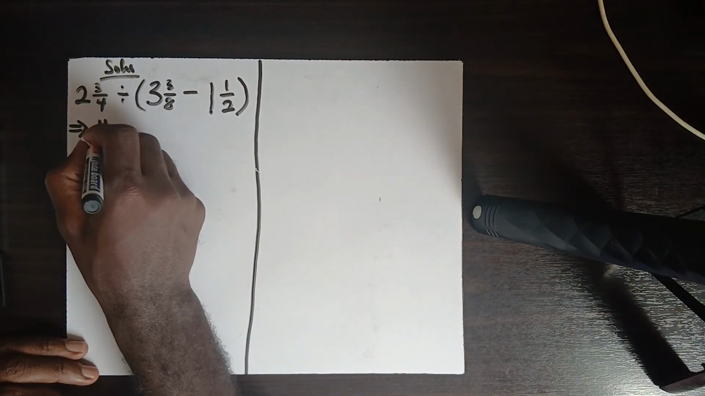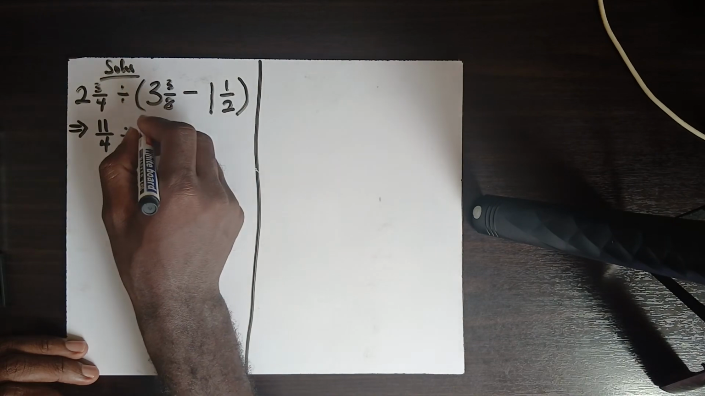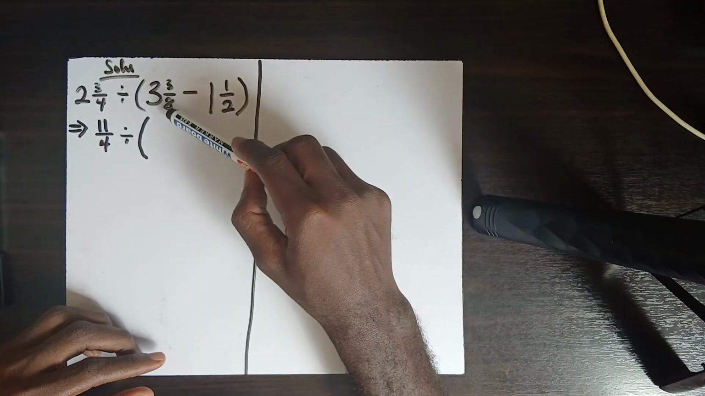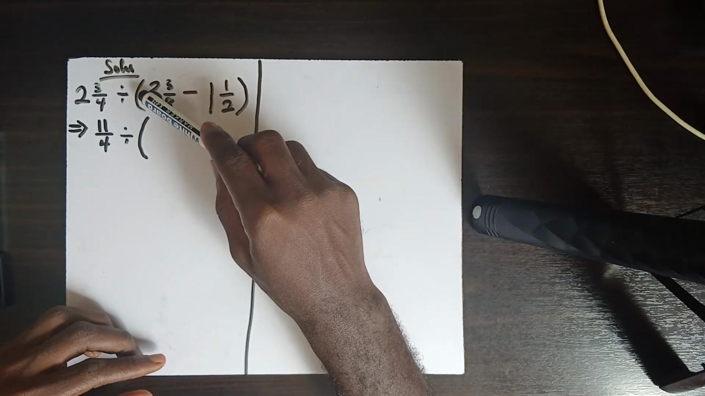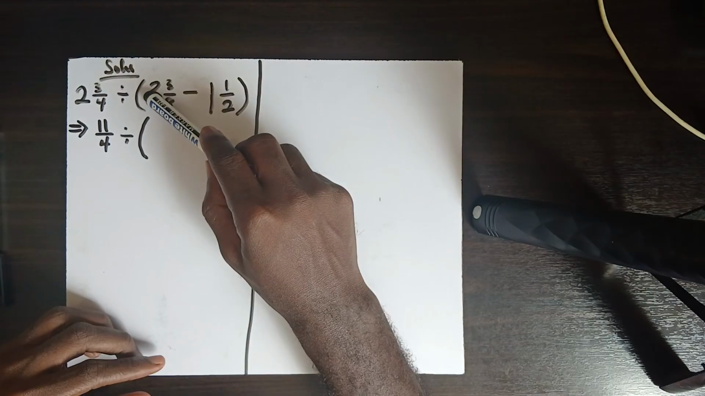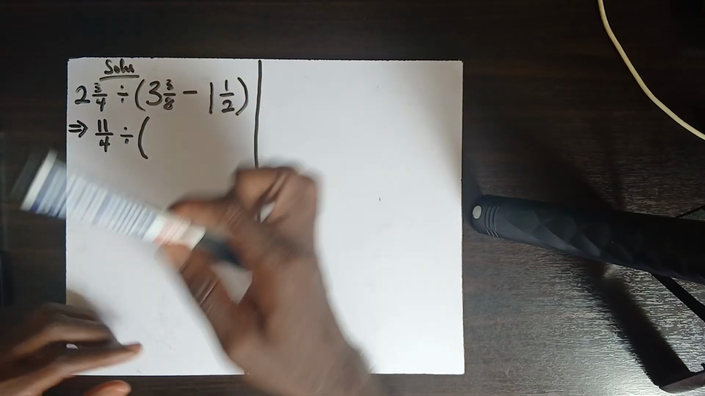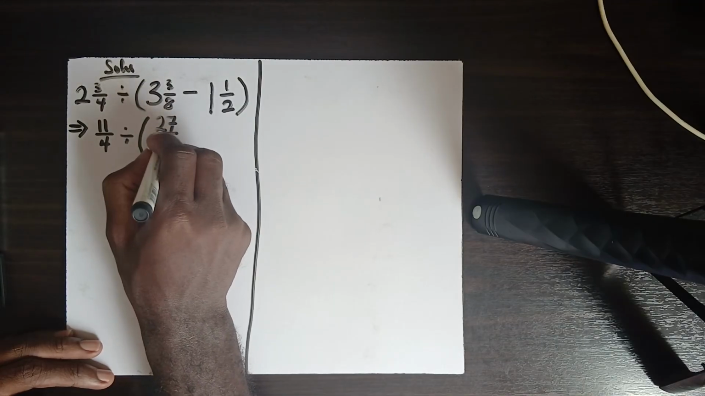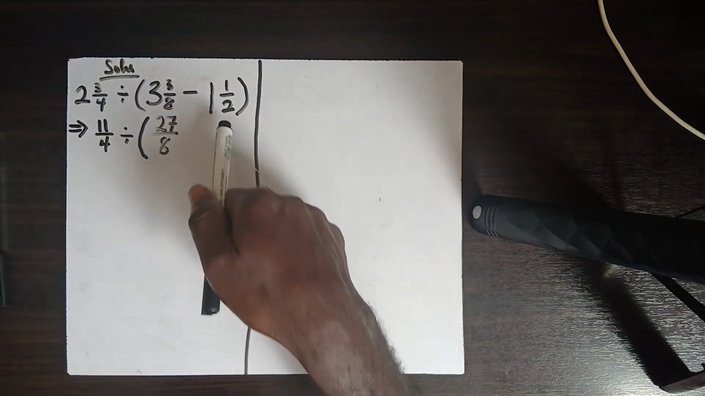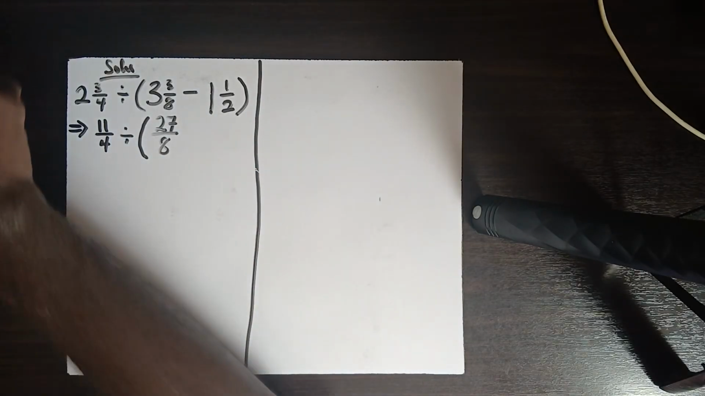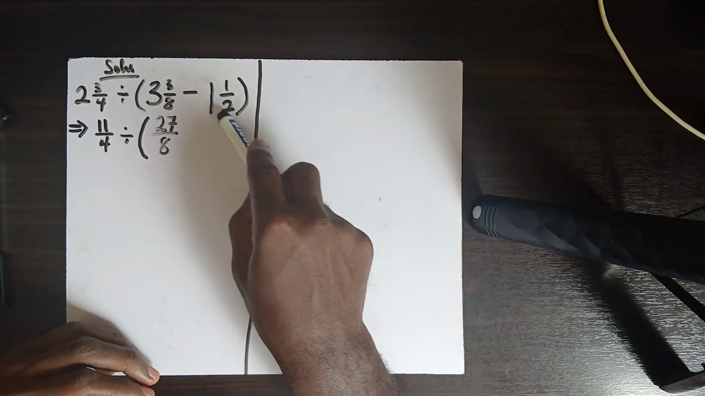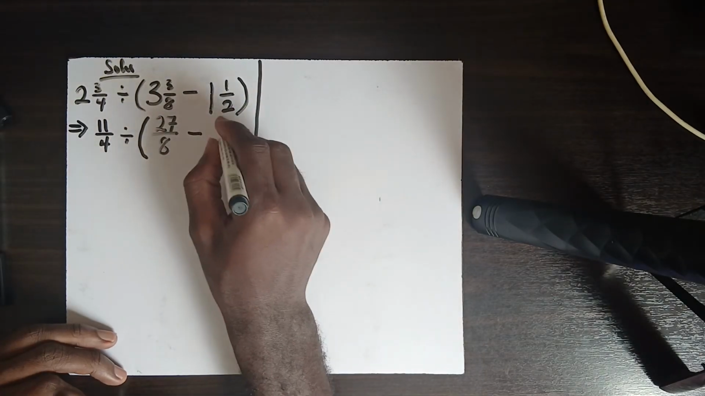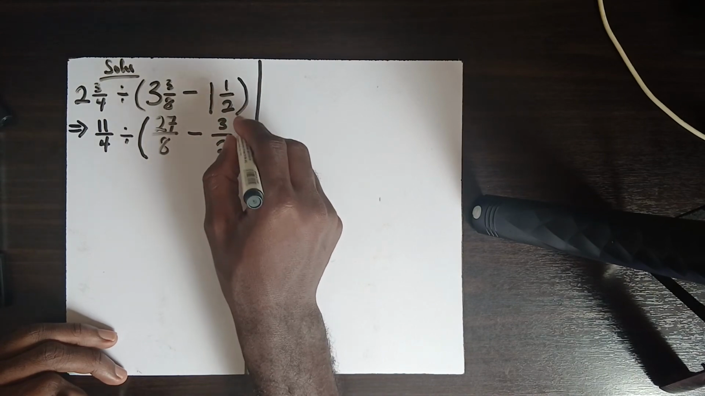So it means I have 11 over 4 divided by, then inside the bracket I have 8 times 3. 8 times 3 is 24, then plus 3. So 8 times 3, 24 plus 3, that will give me 27. So I have 27 at the top divided by 8. Then we'll do the same thing for 1 whole number 1 over 2. So we have 2 times 1 is 2 plus 1, that will give us 3. So we have minus 3 over 2.